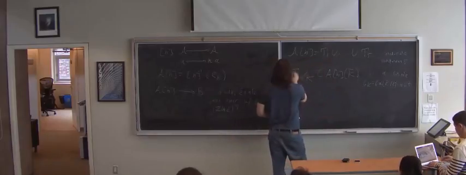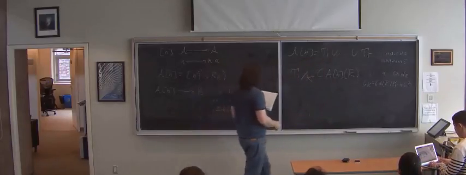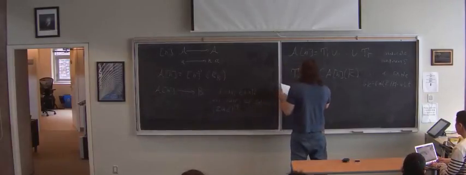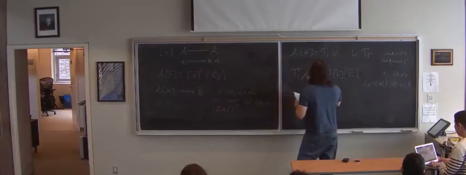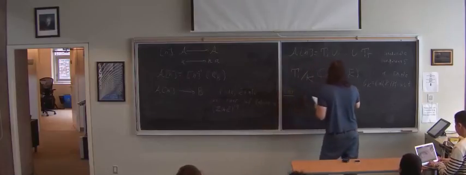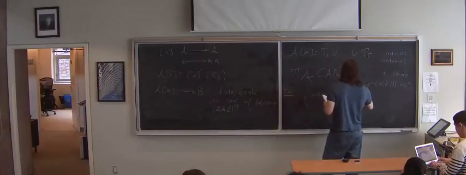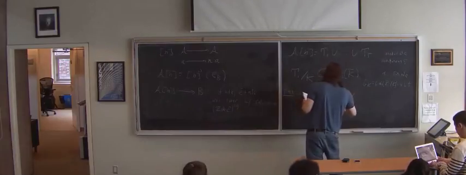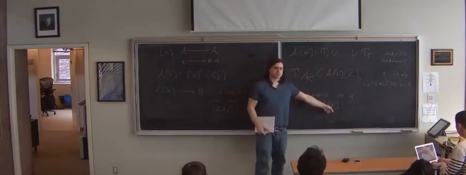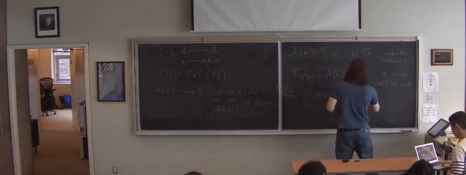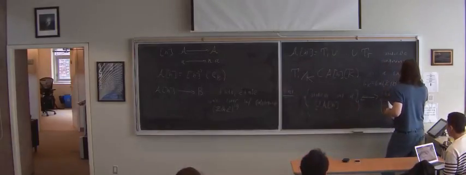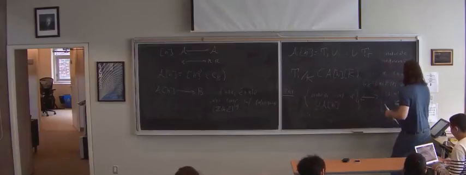So this is a fact. There's a bijection between irreducible components of some torsion sections and Galois orbits of these torsion points.